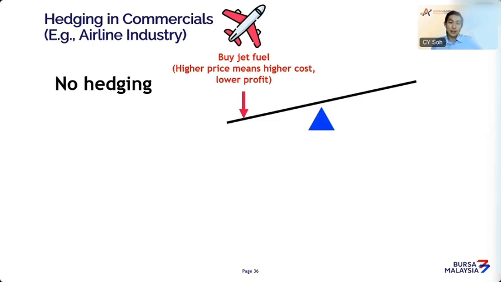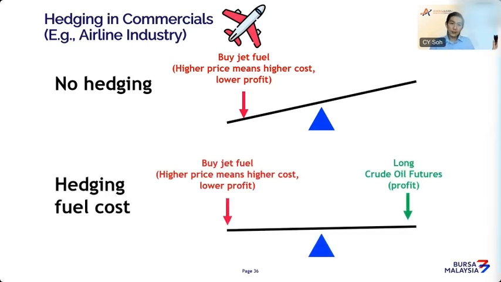So how do airlines reduce their risk or protect their profit margin? The airline industry uses futures contracts to hedge their fuel costs. On one side they need to buy the jet fuel, the physical product, because they really use fuel. On the other side, they go long crude oil futures contracts. So when the fuel price goes up, their long futures contract makes a profit. On the physical side, they have to pay a higher price, but on this side they have profit, so both can net off each other.